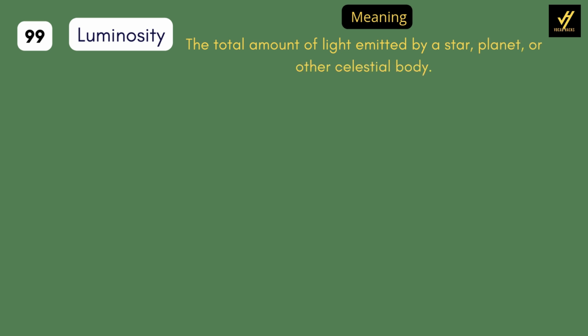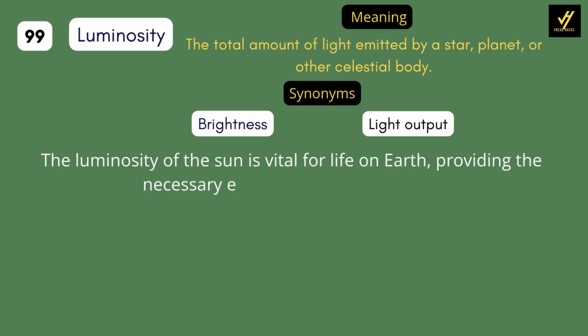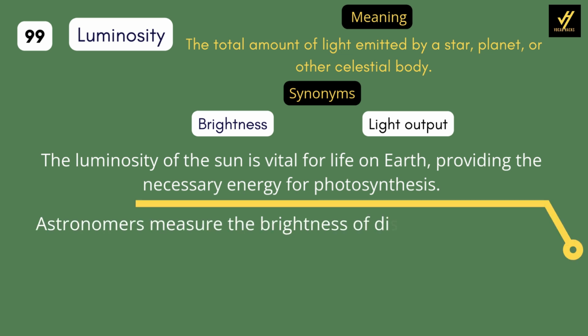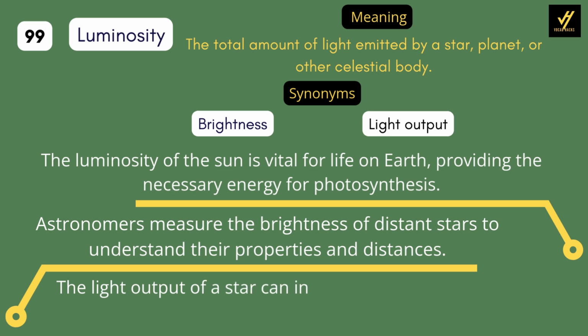Luminosity, the total amount of light emitted by a star, planet, or other celestial body. Brightness, light output. The luminosity of the sun is vital for life on Earth, providing the necessary energy for photosynthesis. Astronomers measure the brightness of distant stars to understand their properties and distances.